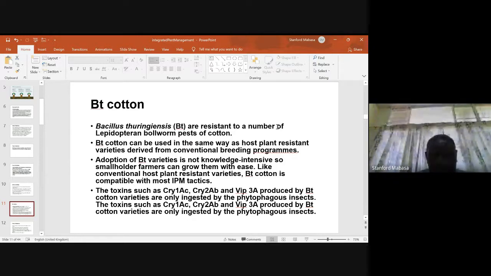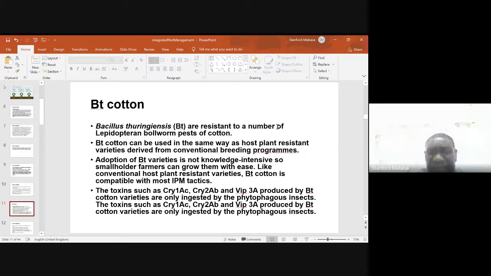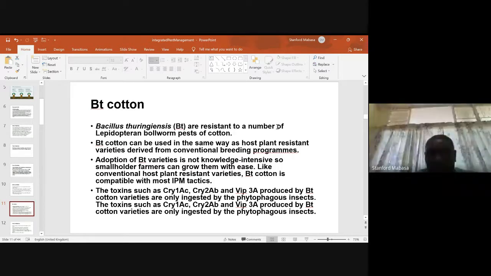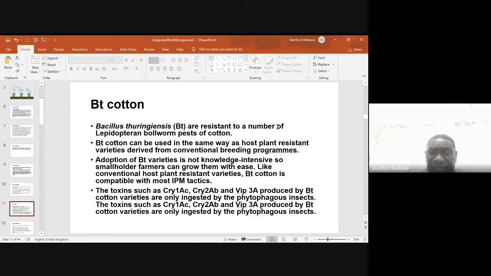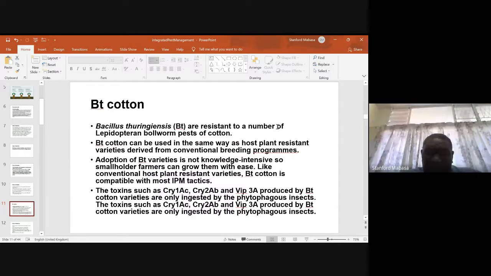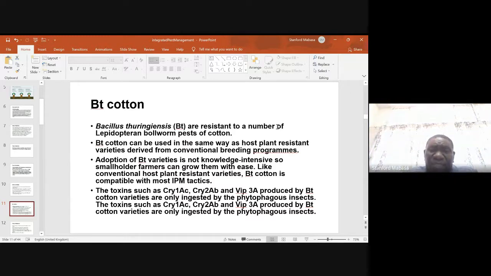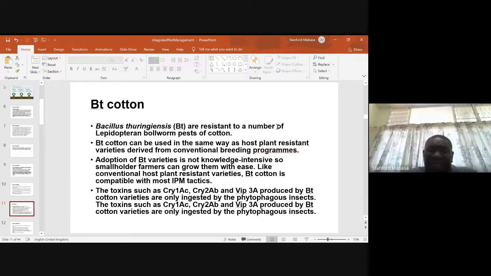Now, the toxins such as CRY1AC, CRY2AB, and VIP3A produced by BT cotton varieties are only ingested by the phytophagous insects. These toxins can reduce the insect pest populations.